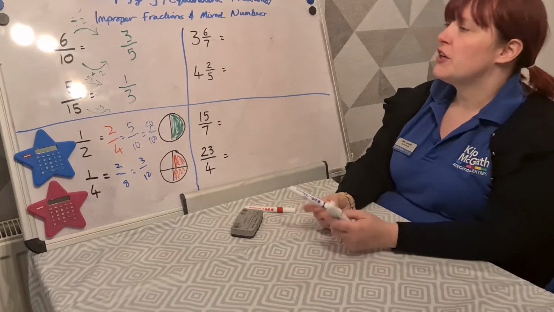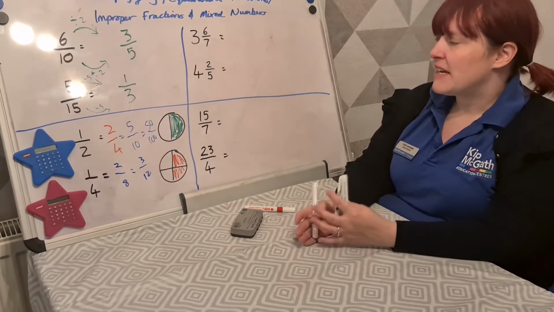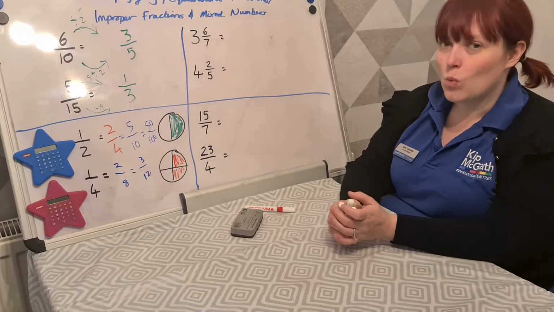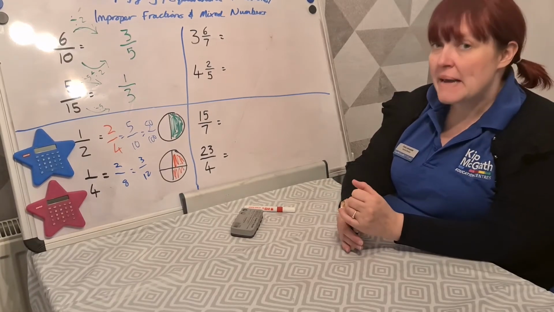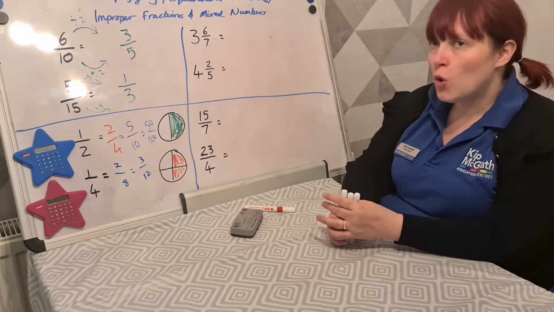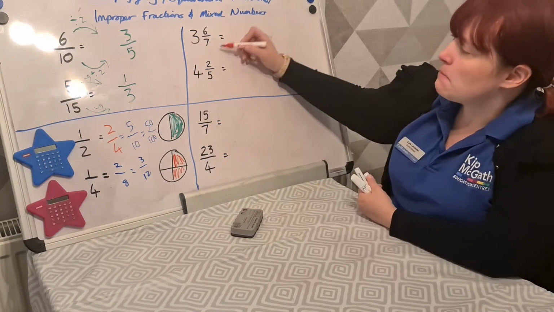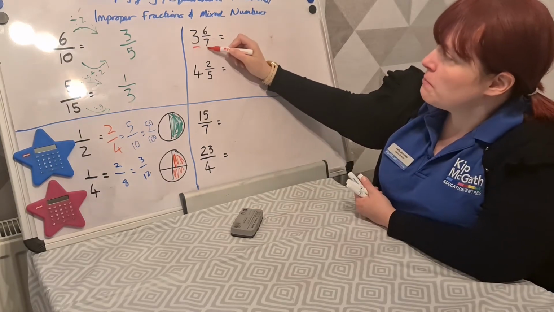Now we're going to look at converting between improper and mixed number fractions. First thing is, what are they? Well, a mixed number is exactly what it says on the tin. It is mixed. So it's a mixture of whole numbers and fractions. So this here is a mixed number. Has some whole numbers, some fractions.